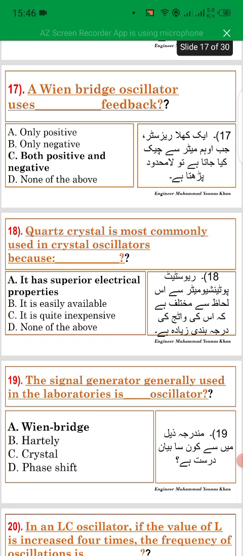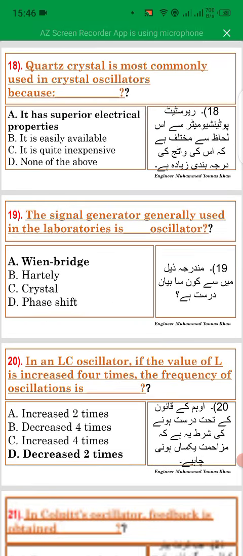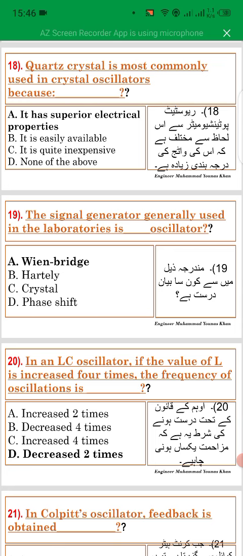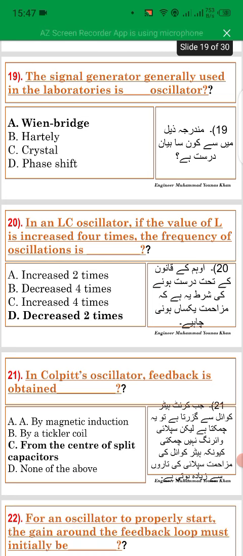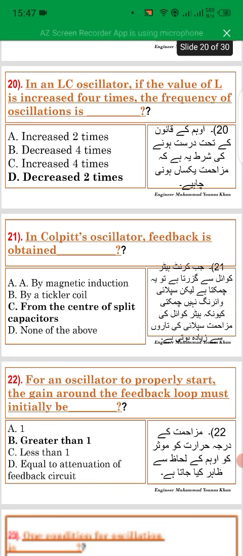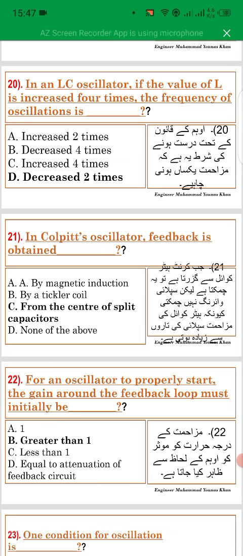A Wien bridge oscillator uses both positive and negative feedback. Quartz crystal is most commonly used in crystal oscillators because it has superior electrical properties. The signal generator generally used in laboratories is a Wien bridge oscillator. In an LC oscillator, if the value of C is increased 4 times, the frequency of oscillation is decreased 2 times.